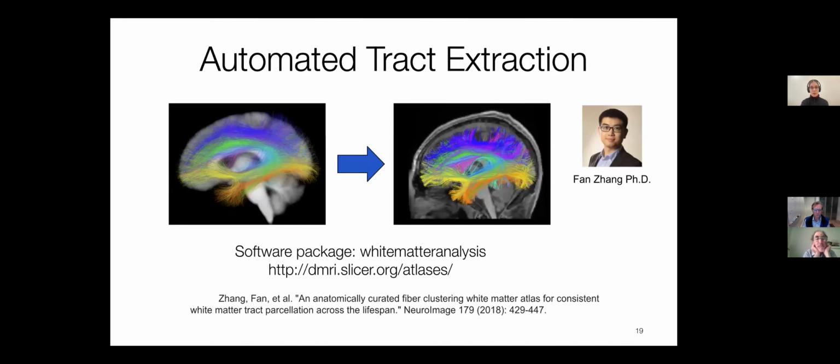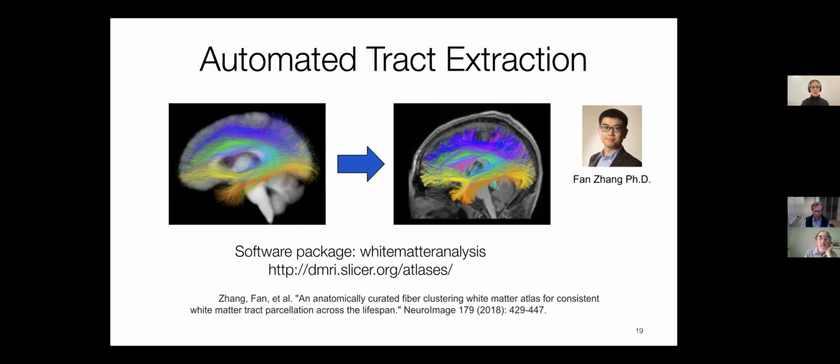So then the second part is to perform automated tract extraction. And this is Fan's work. You can see his picture there on the right. Our software package for this is called White Matter Analysis, and it's all open source. And there's a website that you can see here at dmri.slicer.org if you're interested in playing with our atlas or applying this technology to any of your projects.